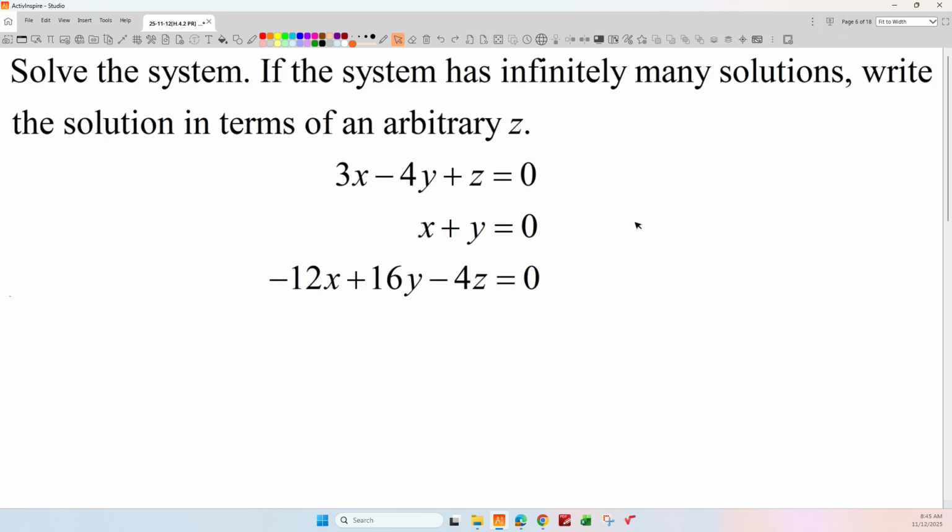Okay, well, how about this one? How about this one? What would I do here?